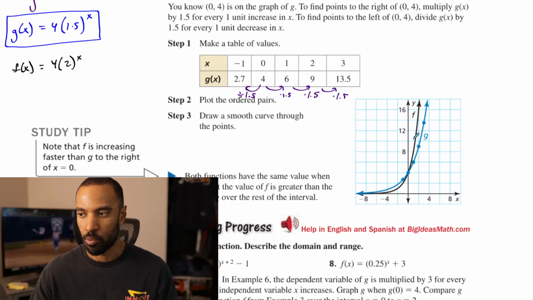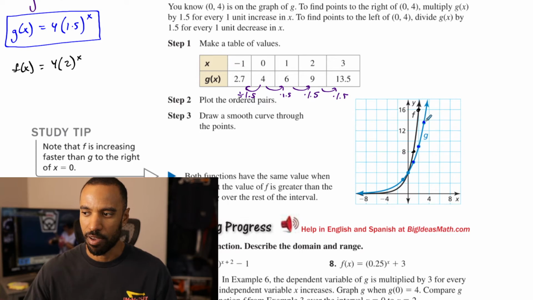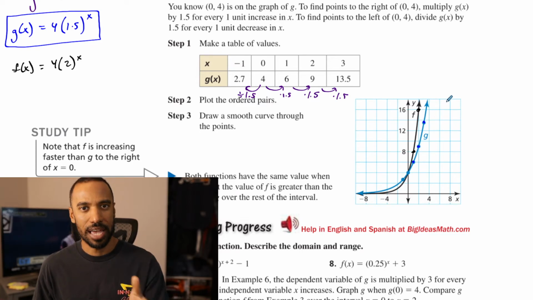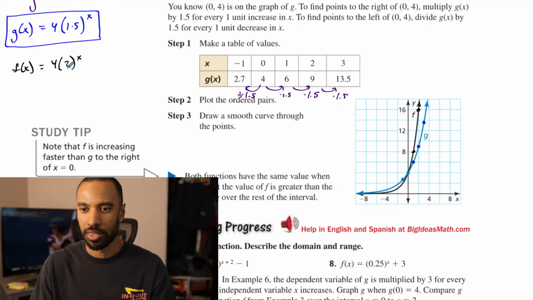It's what happens after 4 that completely changes. Every time x increases by 1, we now double it. 4 times 2 is 8. 8 times 2 is 16. But here you've got to do 4 times 1.5, and that's 6. 6 times 1.5 is 9. 9 times 1.5 is 13.5. There's less exponential growth on the 1.5 effect than there is on the 2 effect.